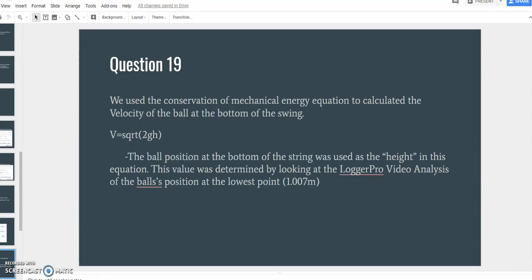Question 19. So this experiment is done on the Earth's moon. What is the value of tension at the lowest point, assuming the same release angle? So we use the conservation of mechanical energy equation to calculate the velocity of the ball at the bottom of the swing. It's shown by this equation. And the ball's position at the bottom of the string was used as the height right here. And this value was also determined by looking at the Logger Pro data analysis chart for the ball at the lowest point.